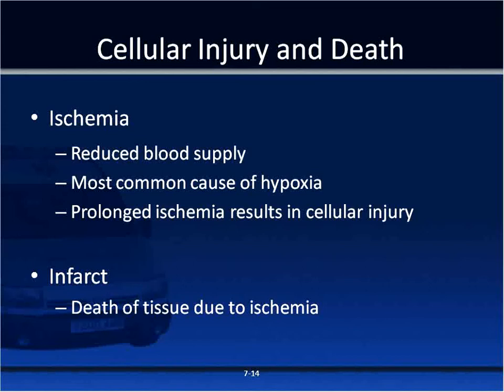If the cause of the ischemia is not reversed and blood flow restored to the affected area, ischemia may lead to cellular injury and ultimately cellular death, known as necrosis. Injured cells have been cut off from or experienced a severe reduction in their blood and oxygen supply. Death of tissue due to ischemia is called an infarct.